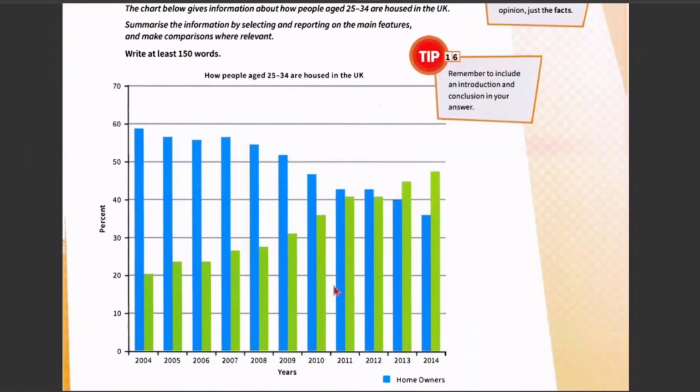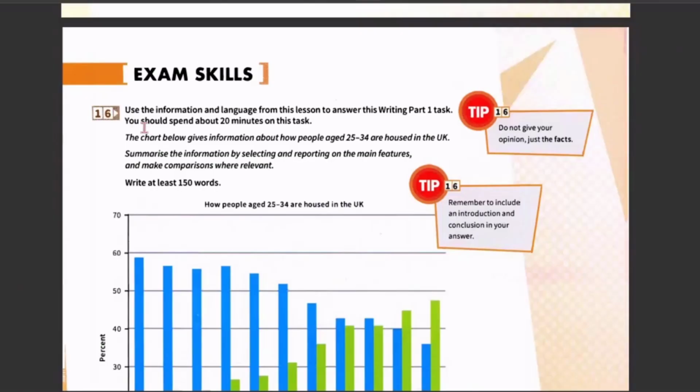So this is a bar chart given for you. Here, you have to use the information and language from this lesson to answer this writing part one task. You should spend about 20 minutes on this task. The chart below gives information about how people aged 25 to 34 are housed in the UK. Summarize the information by selecting and reporting on the main features and make comparison where relevant. So write at least 150 words.